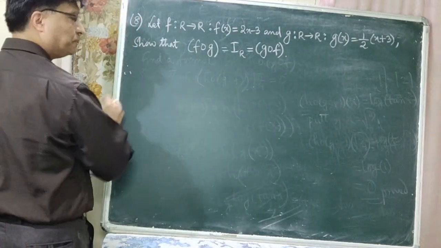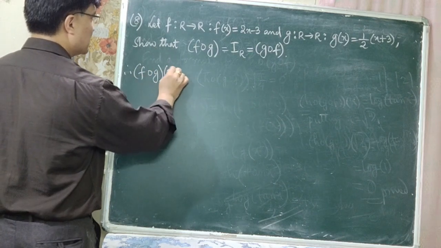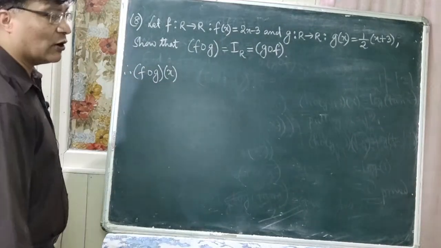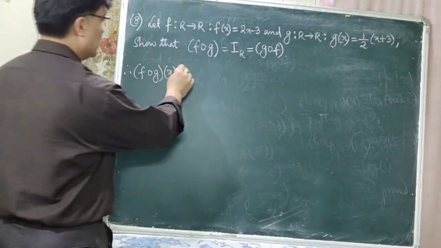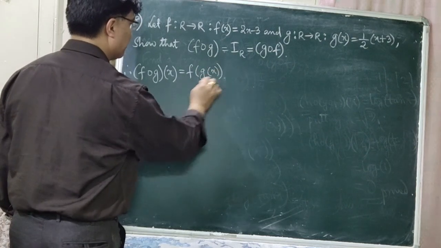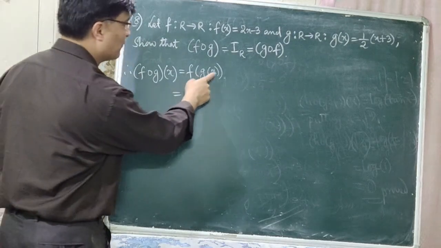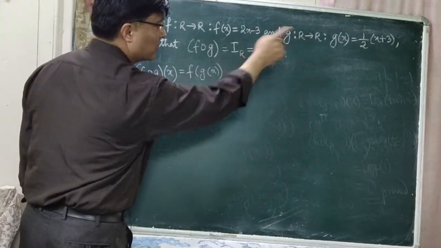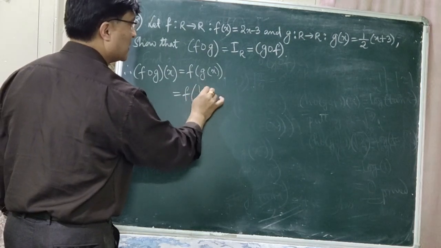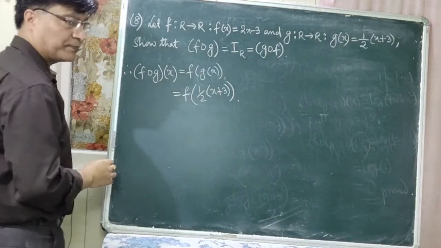So, let us find out fog of X. It is defined as F of G of X, which is equal to, now instead of G of X, put the value of G of X from there. It is half X plus 3. So this is F of within bracket half, this is your X plus 3.